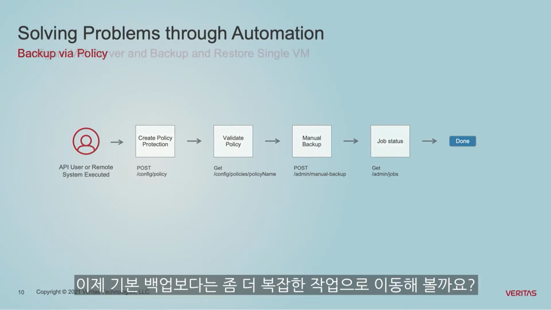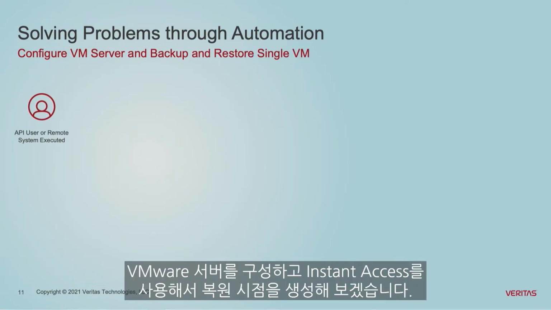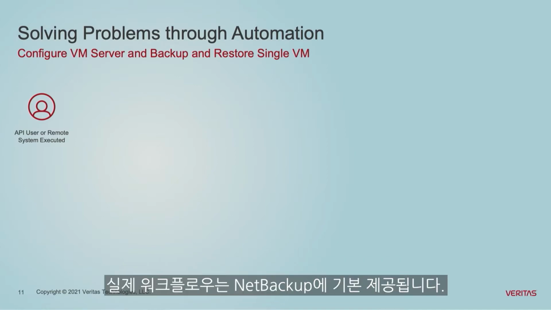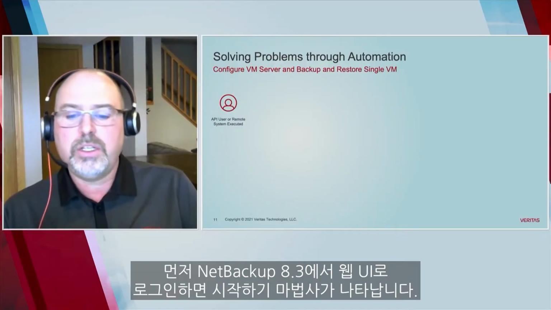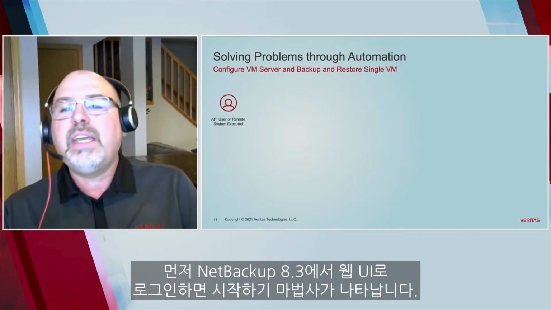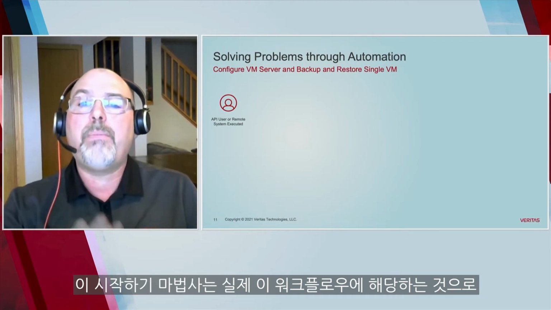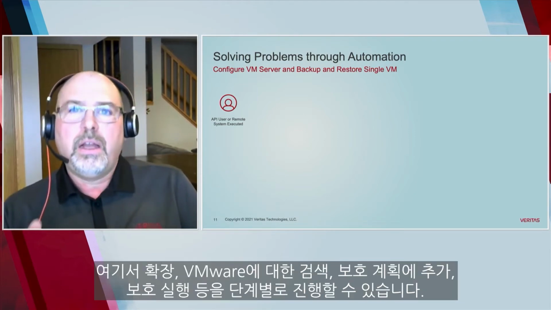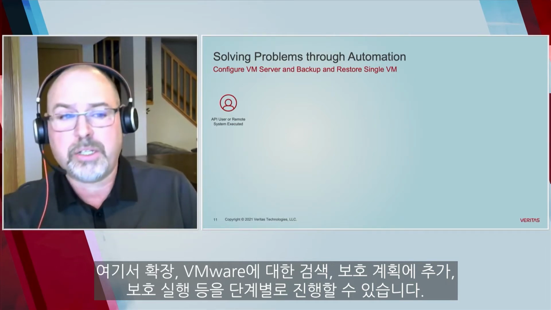So now we can move on to something that's a little bit more complicated than a basic backup. We're going to configure a VMware server, and we're going to create a restore point using our instant access. And this actual workflow we have built into NetBackup. So when you first log into the web UI, starting with NetBackup 8.3, you'll see a getting started wizard. That getting started wizard is actually this workflow, where it takes you step by step through how to build out, do a discovery against VMware, add it to a protection plan, and then run the protection.